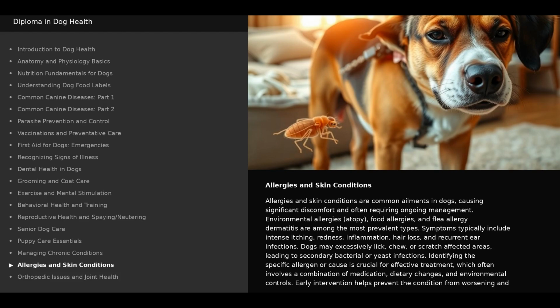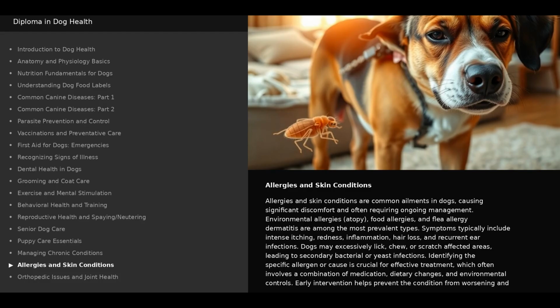Allergies and skin conditions. Allergies and skin conditions are common ailments in dogs, causing significant discomfort and often requiring ongoing management. Environmental allergies, atopy, food allergies and flea allergy dermatitis are among the most prevalent types. Symptoms typically include intense itching, redness, inflammation, hair loss, and recurrent ear infections.